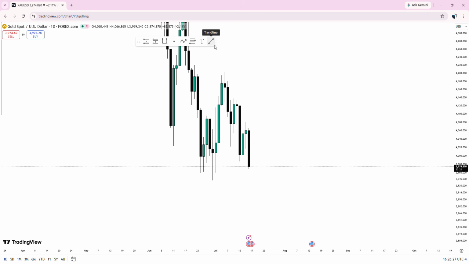One of the easiest models you could learn from ICT is the 2022 model, which involves just liquidity and displacement and a retracement for your entry. So let's get into the charts. This is how I caught good pips in the market.